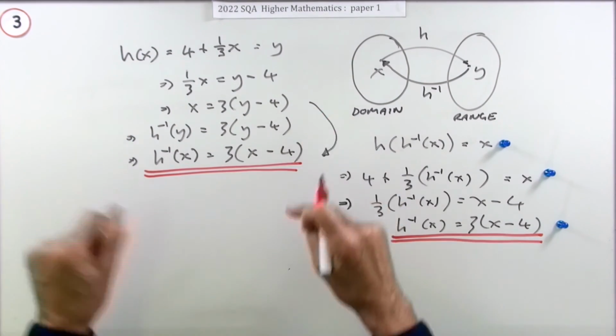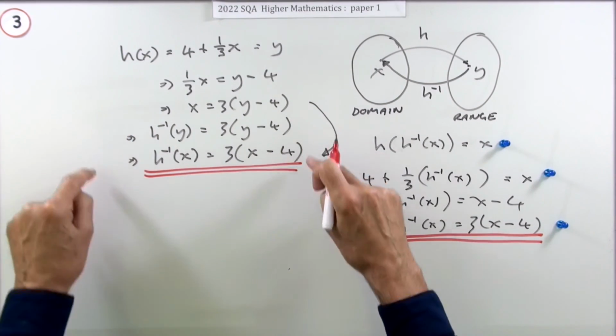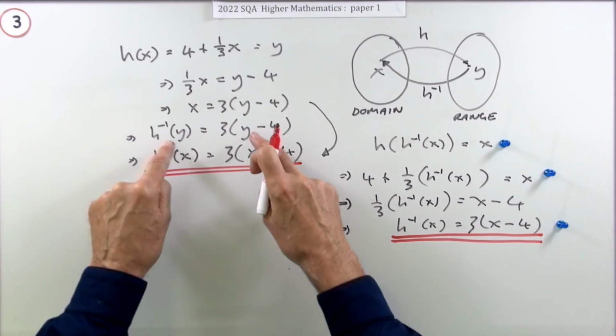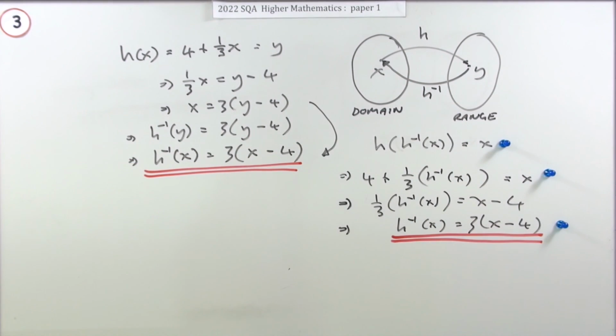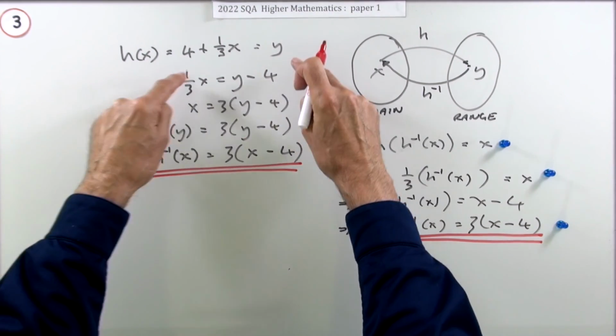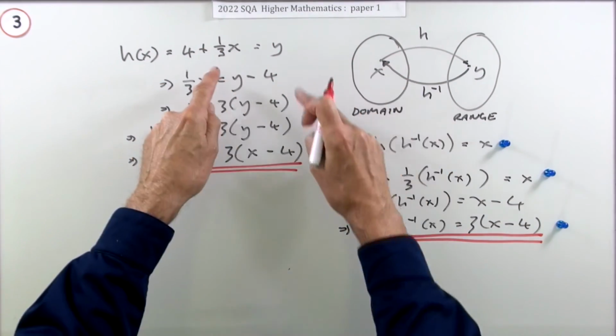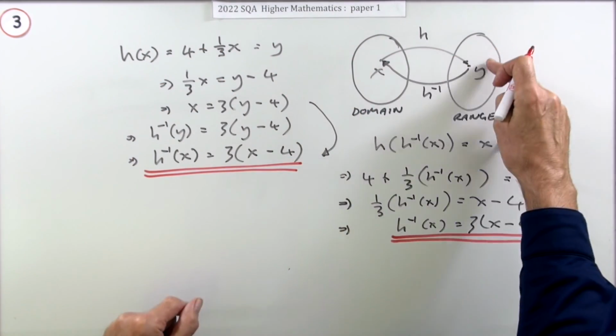Now that's a much neater way, because it doesn't involve these x's and y's and suddenly changing from one to the other, which might confuse you if you don't appreciate the fact that a letter is just a token. It could be any letter. And the problem here was originally you had to use two different letters to separate the starting number from the finishing number.